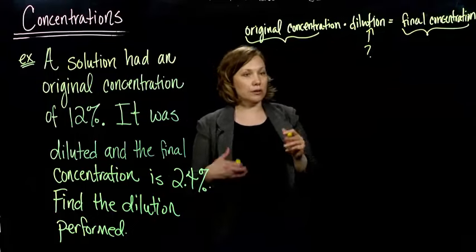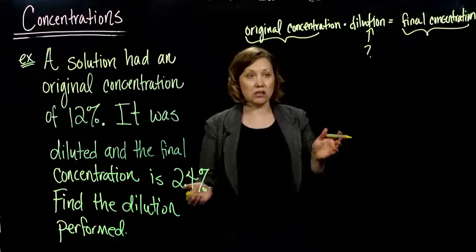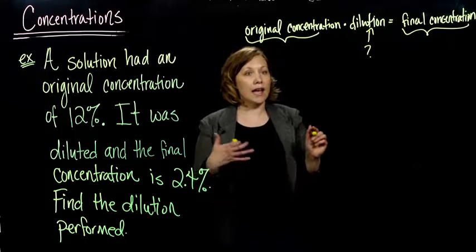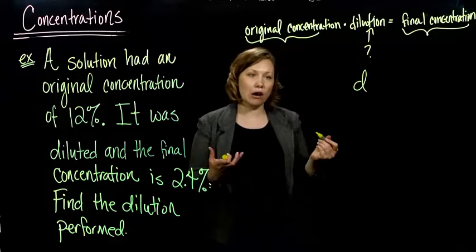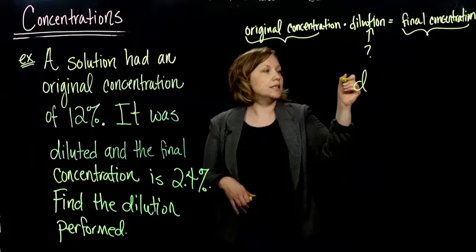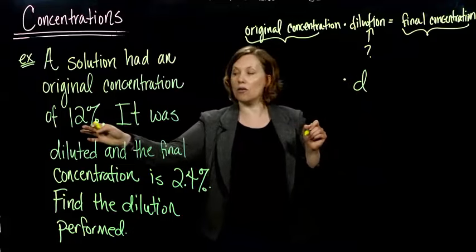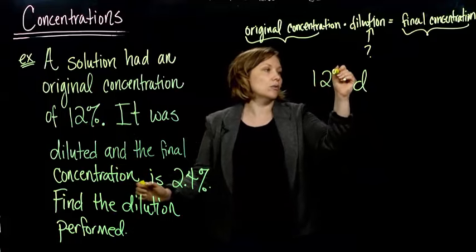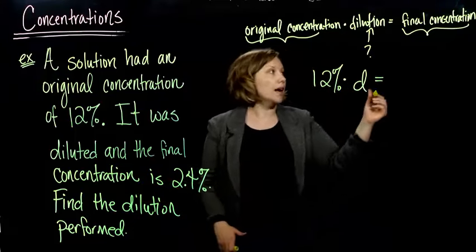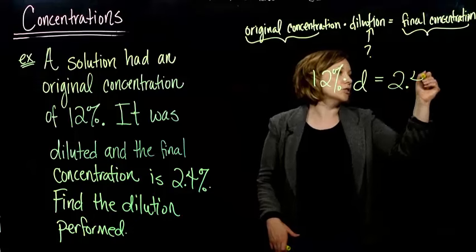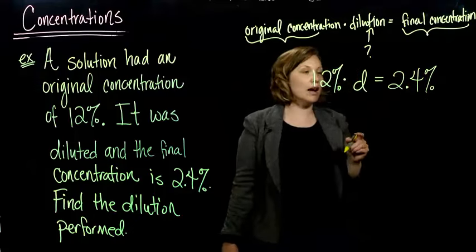So all we have to do really is plug in the information that we have and solve for the dilution, which I'm just going to call D. You could call it whatever you like, but D times our original concentration, 12%, is going to equal my final concentration, which is 2.4%. So now I have to solve.